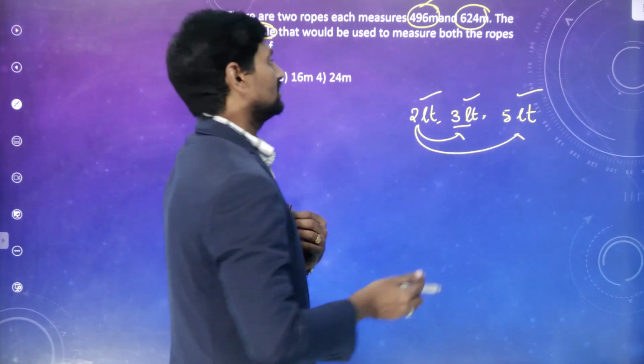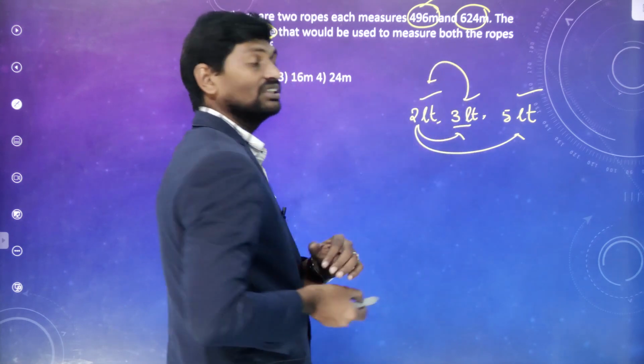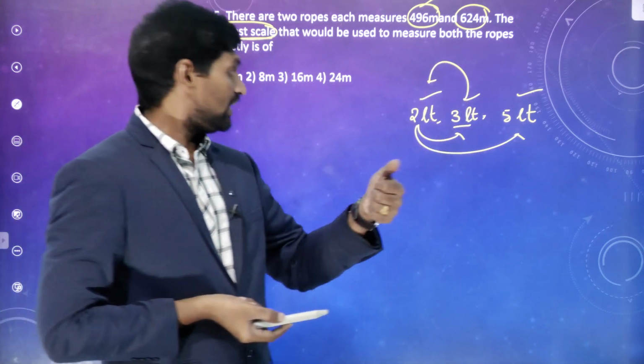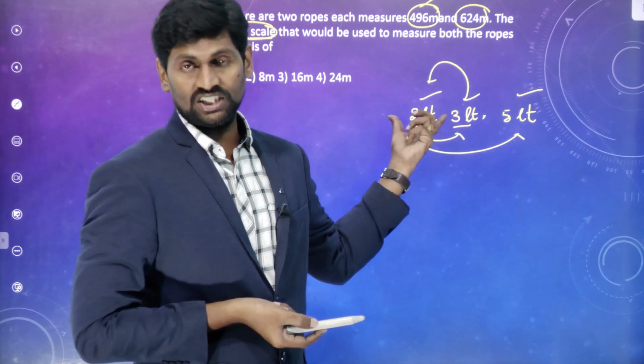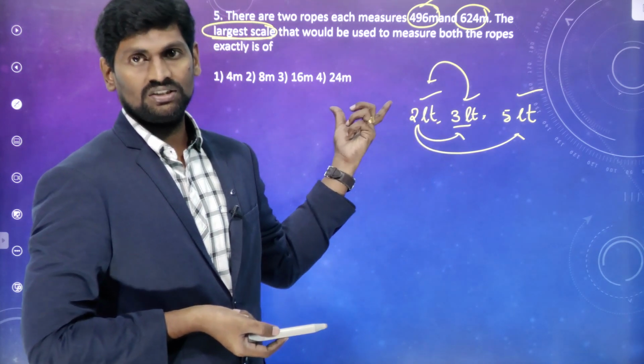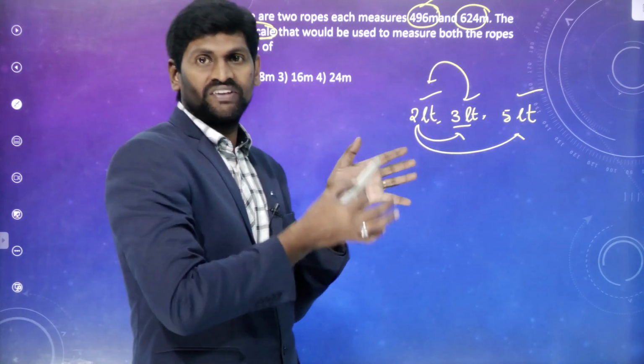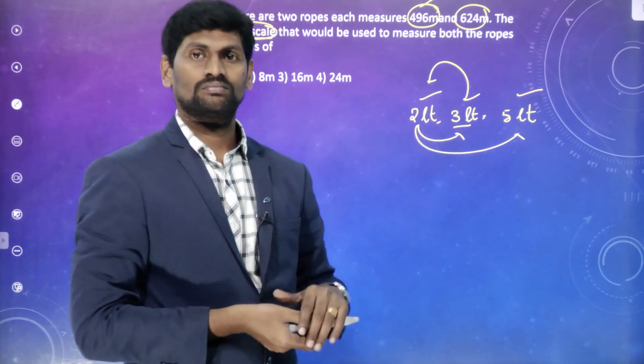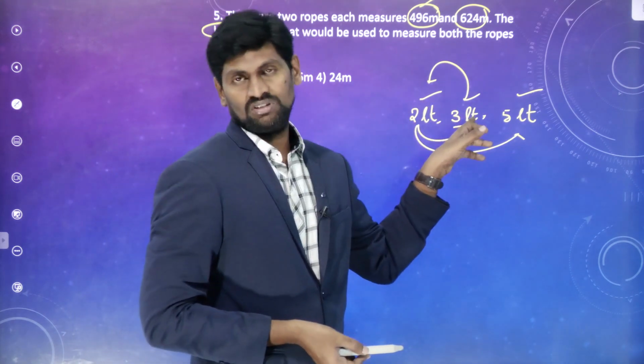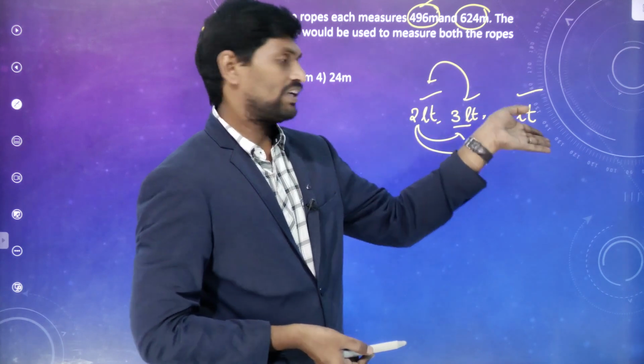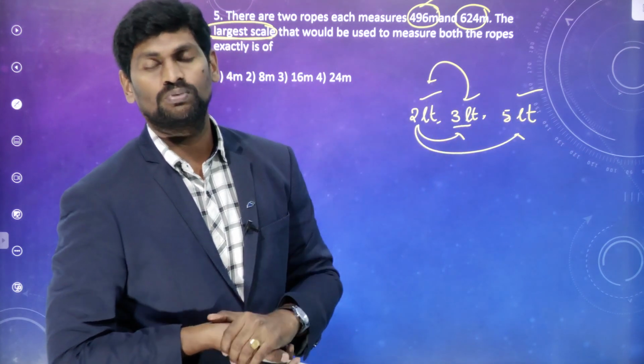If you use that 3 liter jar, you cannot measure 2 liters exactly, okay? That means it is not giving any marking on the jars. Because 3 table, 2 won't come; 3 table, 5 won't come. Same way, 5 also is not usable.